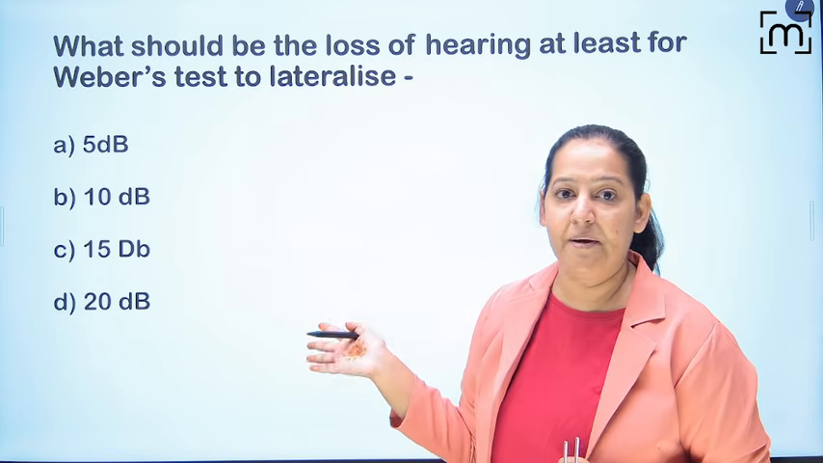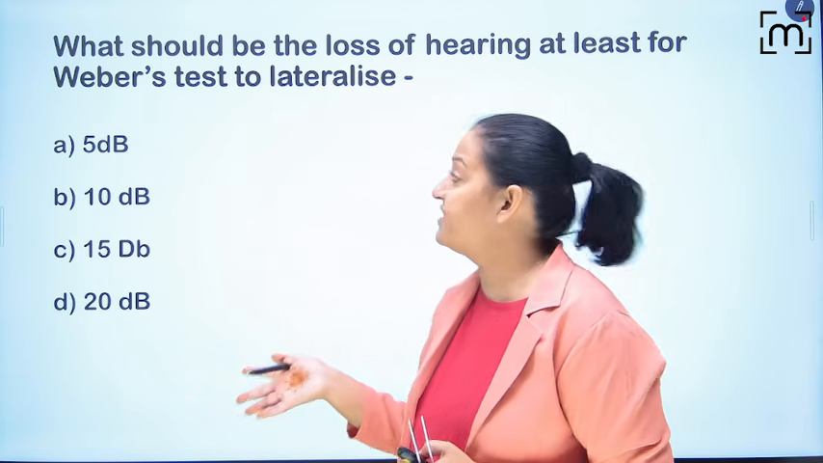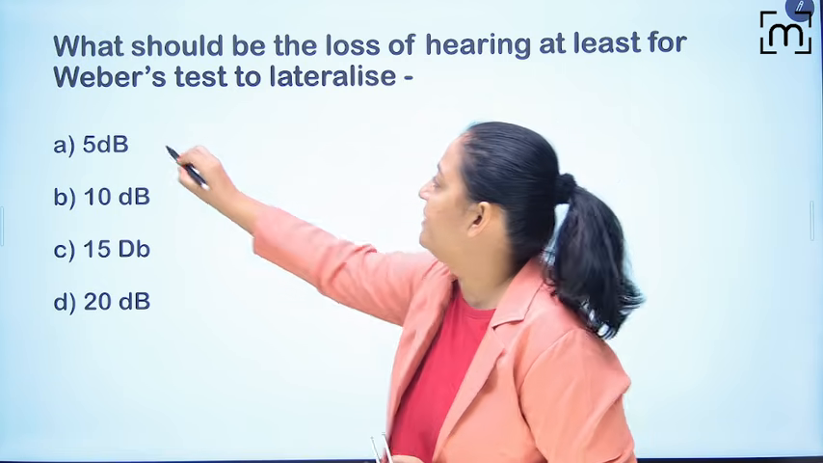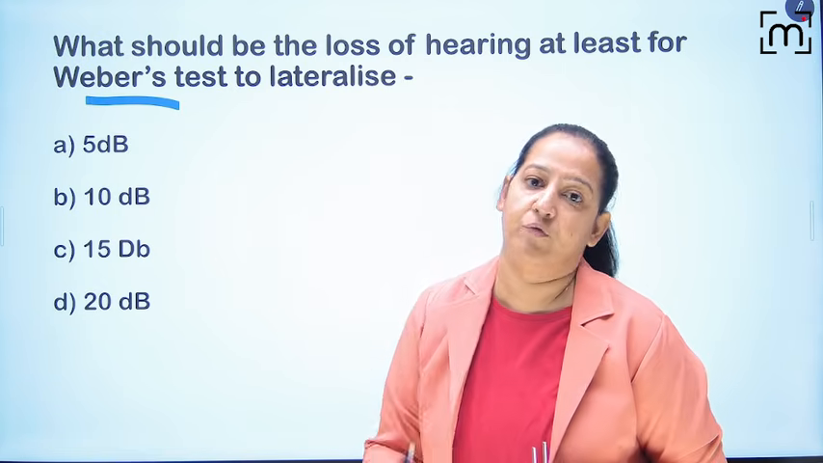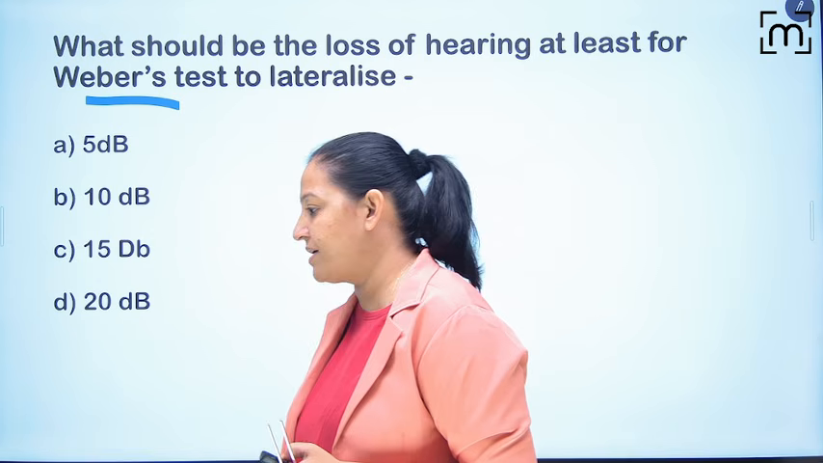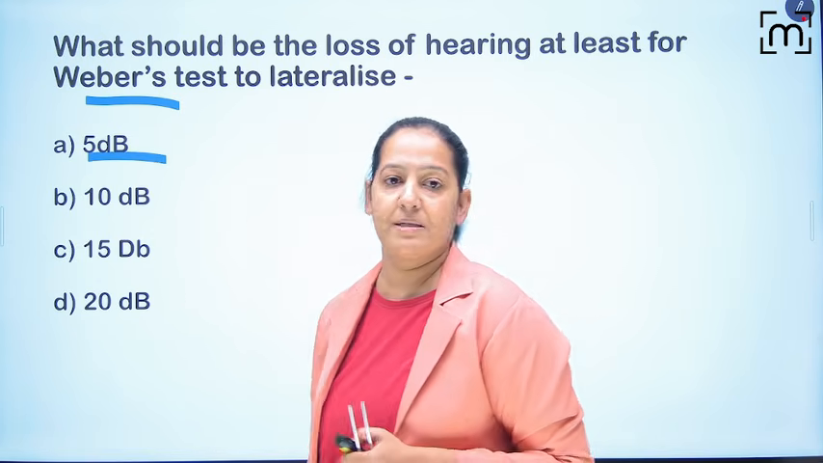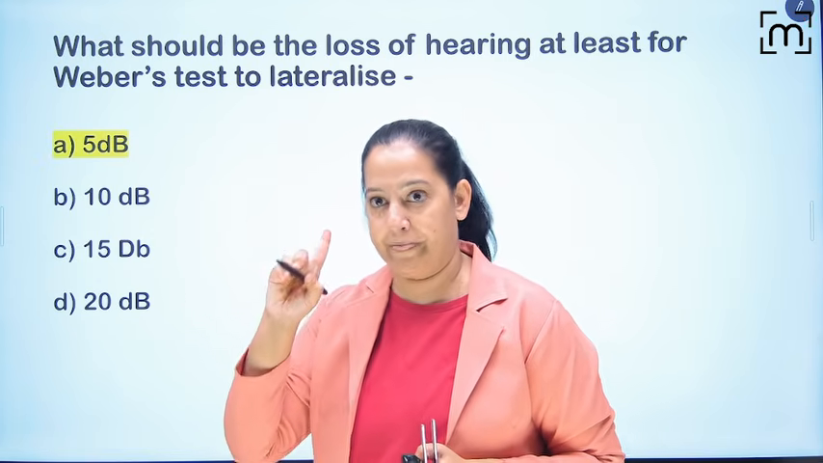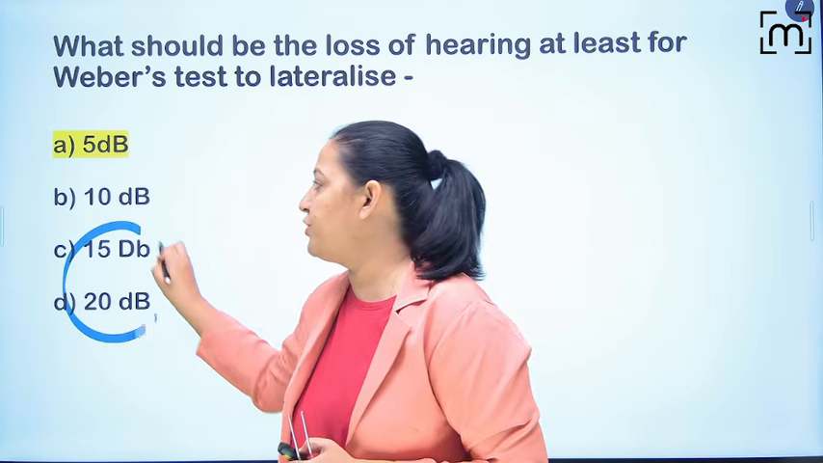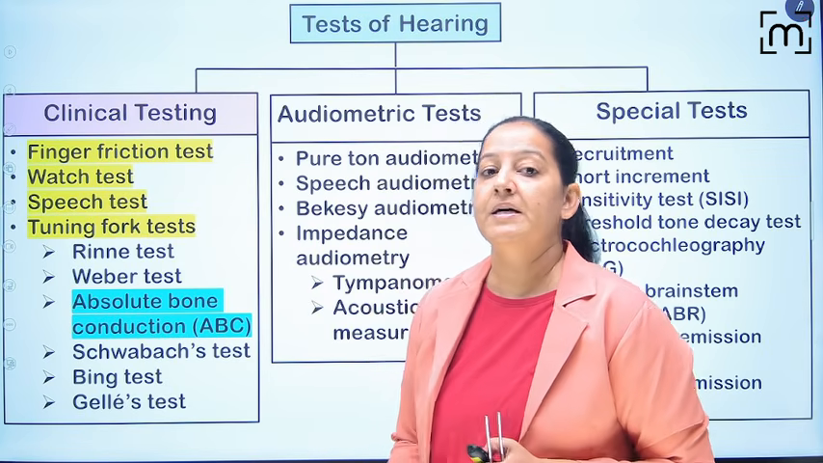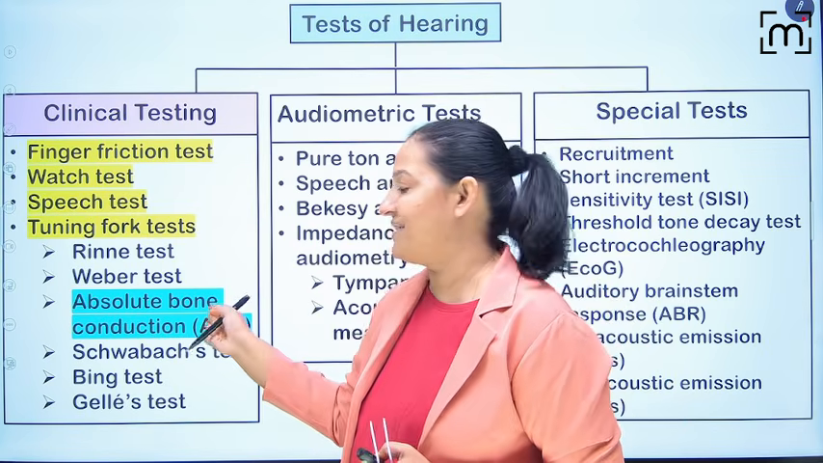Tell me the minimum hearing loss which is detected by Weber. The Weber test minimum cutoff. Of course, I'm not waiting for the answer. The correct answer is 5 decibel. In Rinne, it's 15 to 20. In Weber, it's 5 decibel. So let's start the next test, ABC, the third test.